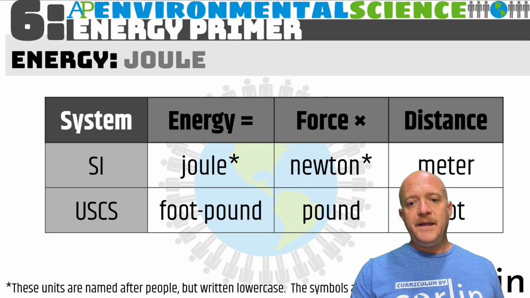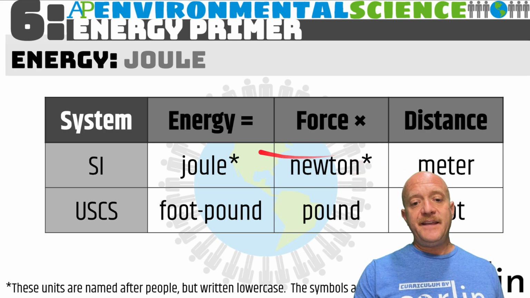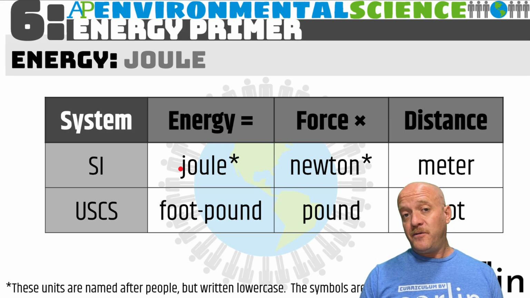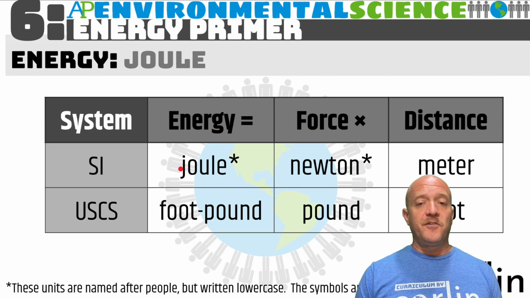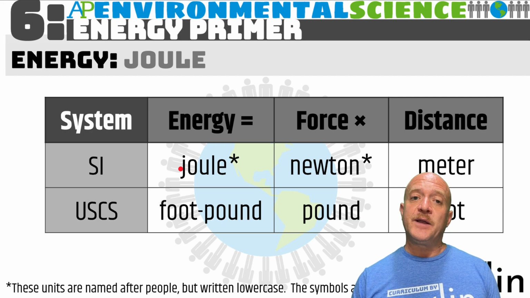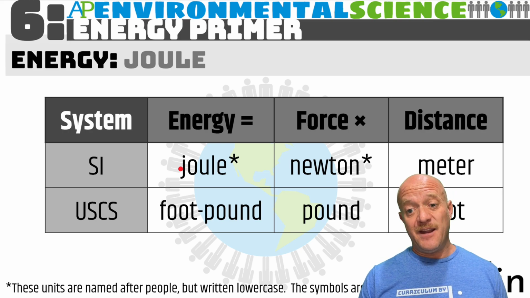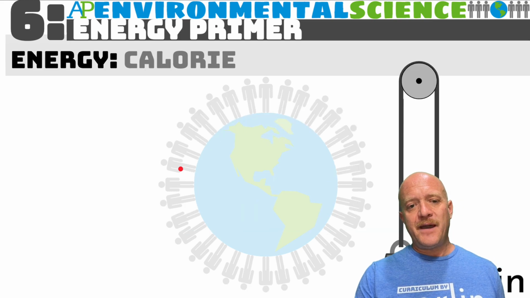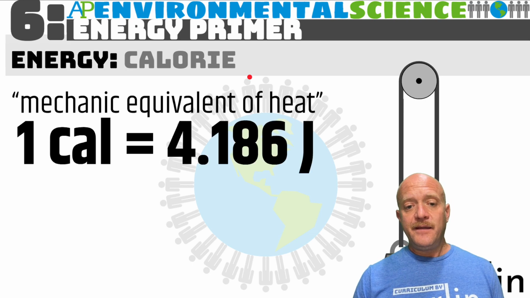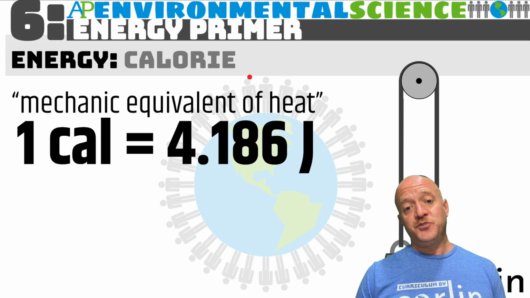So a Newton meter is multiplying, and the Newton and joule are named after people. So when you write out the word joule or the word Newton, it's lowercase. The symbol is actually uppercase, so a capital letter J and a capital letter N. Now, why does that matter? Well, because 1 calorie is 4.186 joules.